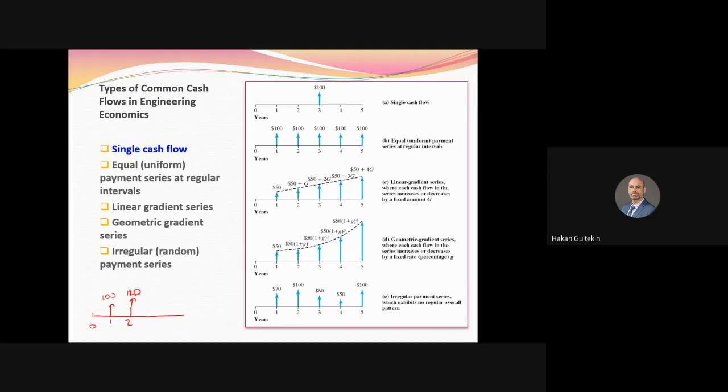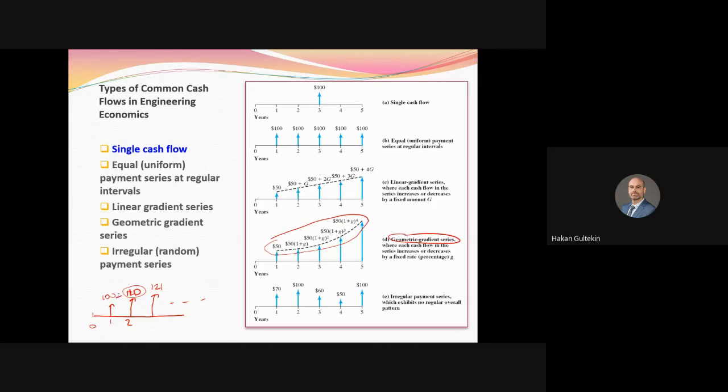110, 10%. And then in the next, we increase this 110 by another 10%, so we pay 121. And we continue in this way, and this is called a geometric gradient series. Our payments increase like this.